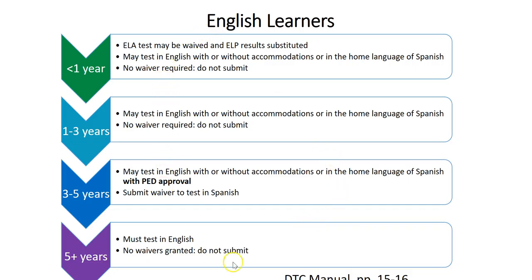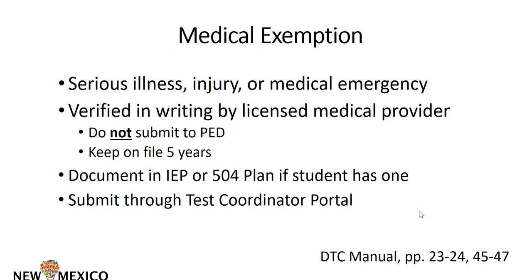Here's a flow chart that can help you make some decisions. I will be sending out information soon on students who will test in Spanish and those students who need a waiver because they need another year of testing in English. So we will get to that in the next few weeks. Medical exemption, serious illness, injury, or medical emergency. We have to have a form filled out. That entire form does not get submitted to the PED. It's also now going to be a digital format. We have the paper copy that we will keep on file, and then we have a test coordinator portal we will submit those through.